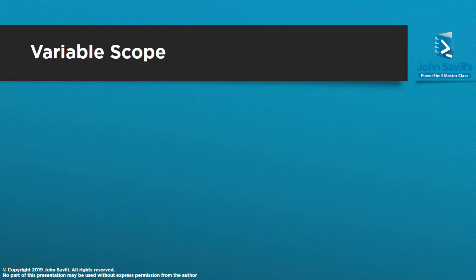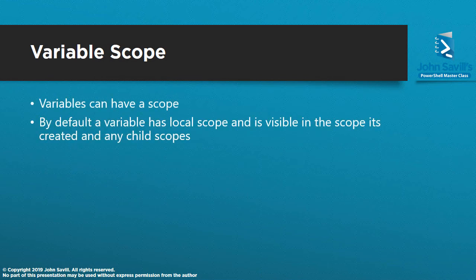But there is actually a scope for variables. By default, a variable has a local scope. It's only visible in its scope and any scopes created from it, child scopes. So if I was to run a script and that creates variables, those variables are visible within the script, they're visible within functions in the script, but they're not visible outside the script. But I can change that.